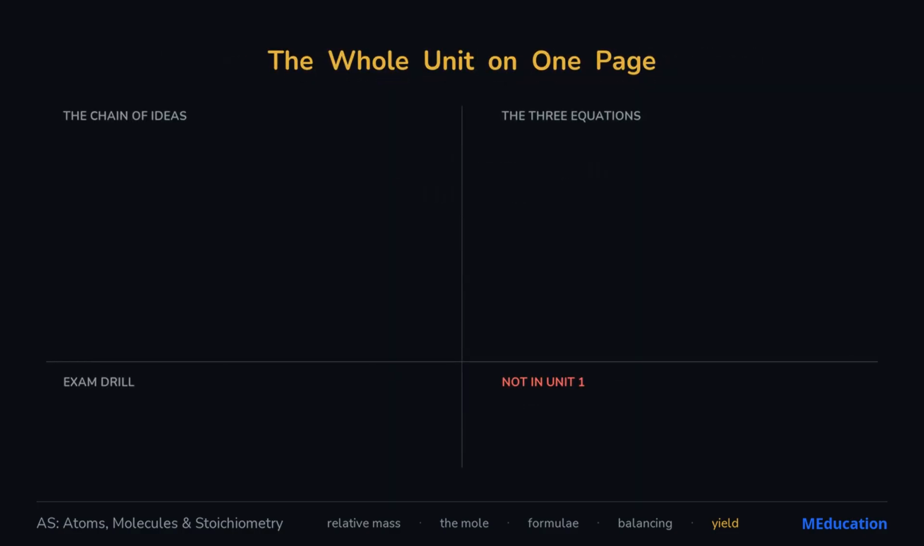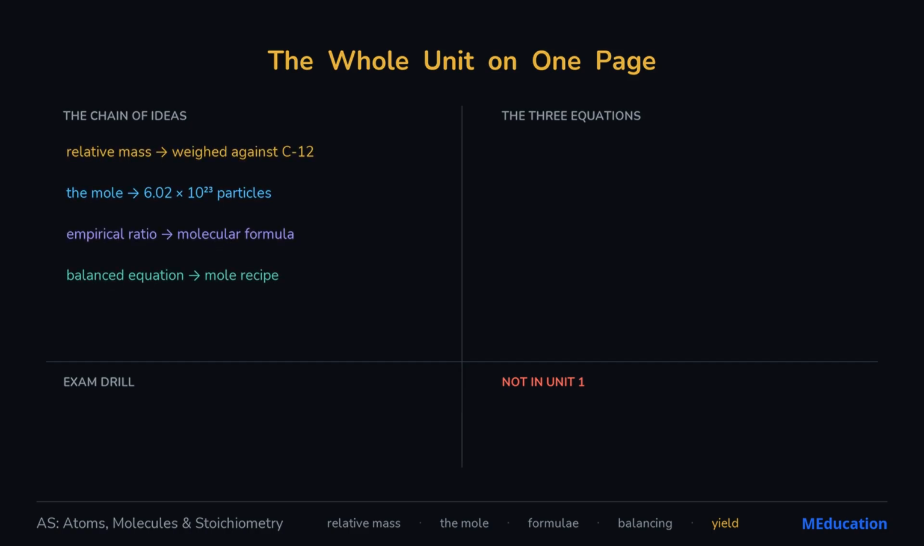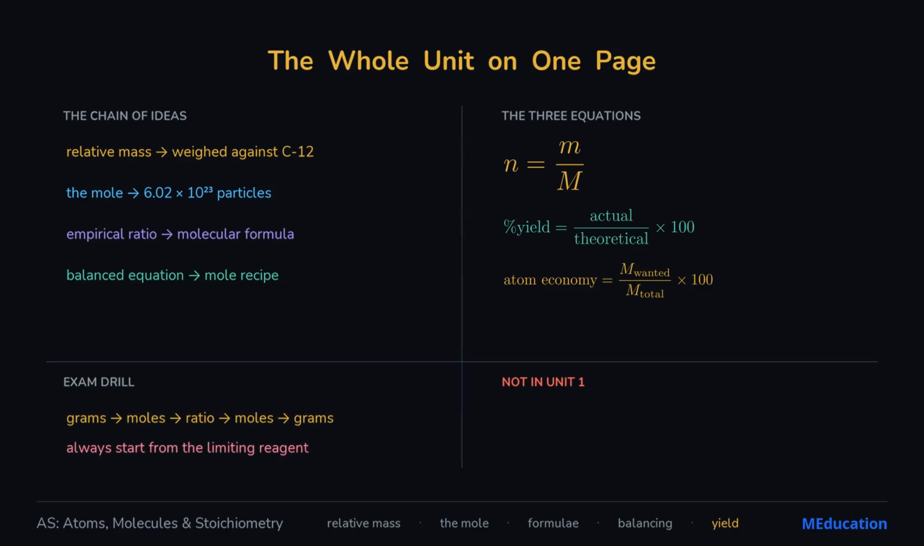Here is the whole unit on one page. On the left, the chain of ideas, relative mass against carbon-12, the mole as a counting number, formulae from ratio to real molecule. On the right, the 3 equations that do nearly all the work, the mole triangle, percentage yield, and atom economy. Your drill, convert grams to moles, use the balanced ratio to step to the substance you want, then convert back. That single loop solves most of the paper.